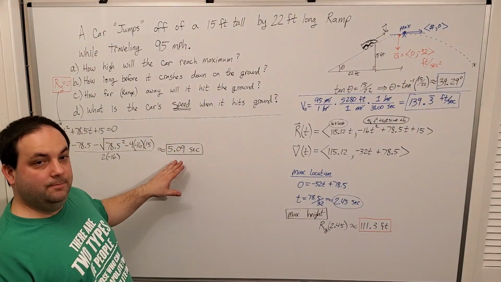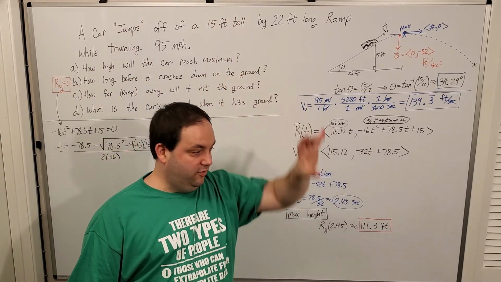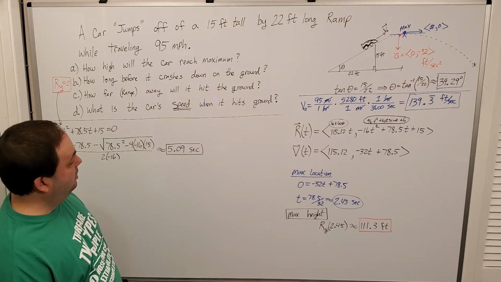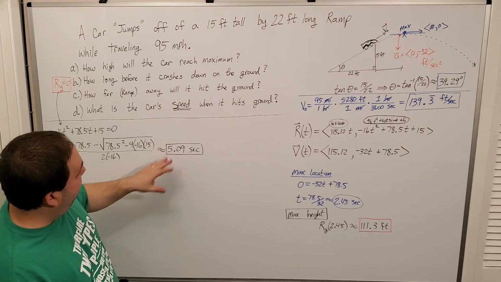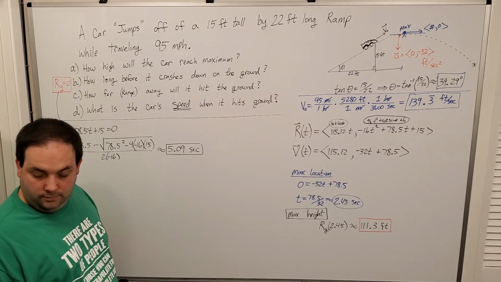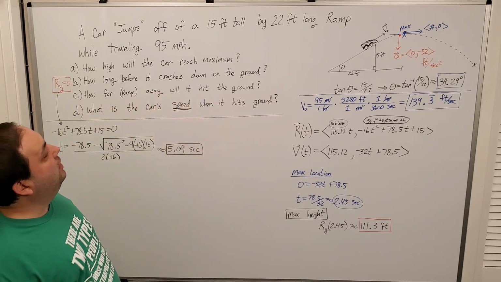It makes sense. Most of the traveling is above the ramp's height, and then just that little bit of 15 feet afterward is not that much to cover. So anyway, 5.09 seconds later, crash into the ground. Okay, so that's the answer to part B. How far away will it hit the ground?